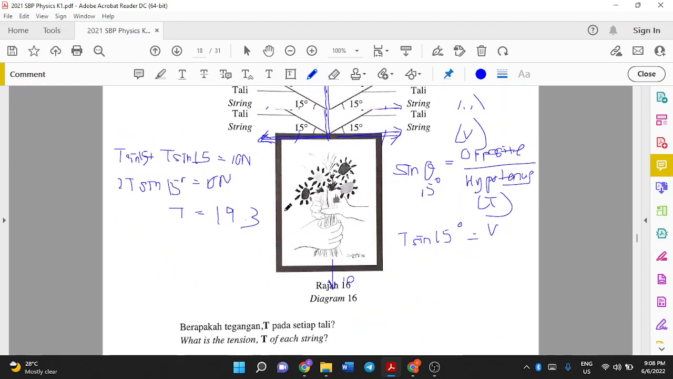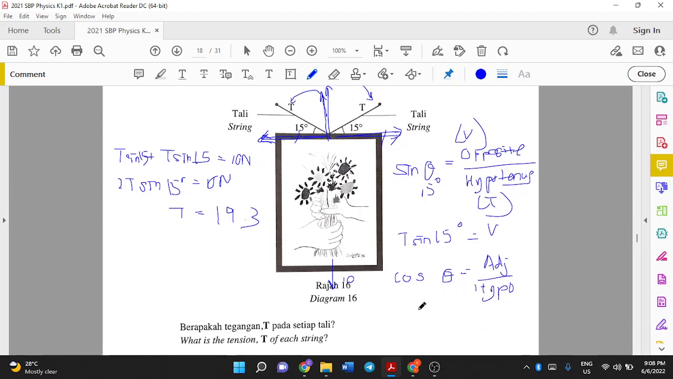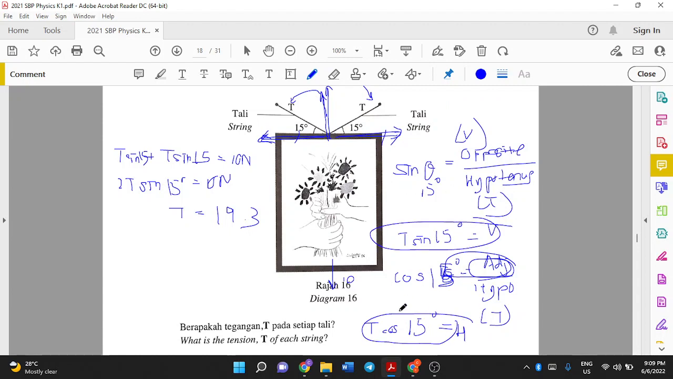If you want to find the horizontal component, you just use cos theta equals adjacent divided by hypotenuse. You want to find the adjacent, and your hypotenuse refers to T. The hypotenuse here is T, theta is 15, so you will have T cos 15 equals your horizontal component. So this is how you find the horizontal and vertical components. So here's a shortcut for you.